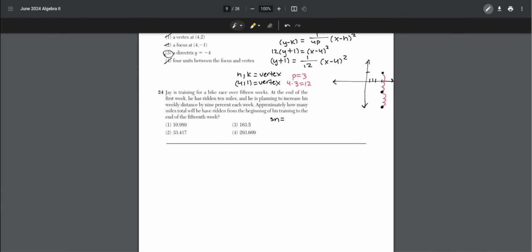So we can set up the summation formula, where Sn is equal to a1 times 1 minus r to the power of n over 1 minus r. The rate is 1.09. We can plug this in and see that the summation of 15 weeks is 293.609, which is choice 4.